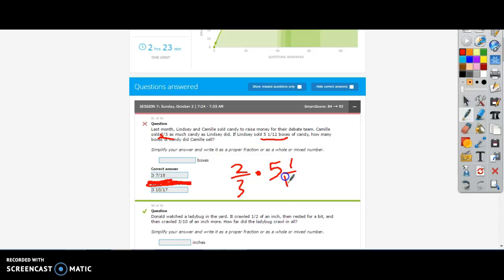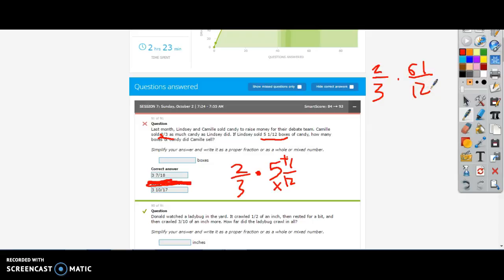5 and 1/12. Now from there, I don't have to work with a mixed number anymore. I can rewrite that as 2/3 times, remember, I multiply, then I add, 5 times 12 is 60, plus 1 will give me 61 over 12.